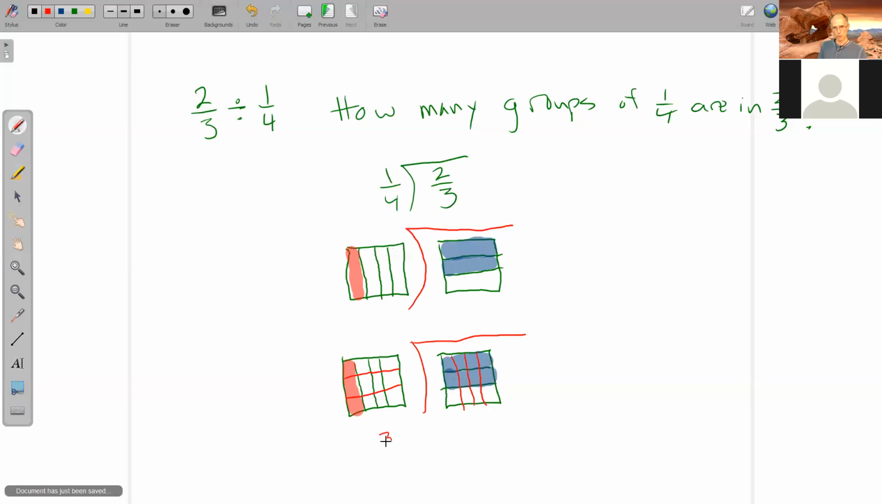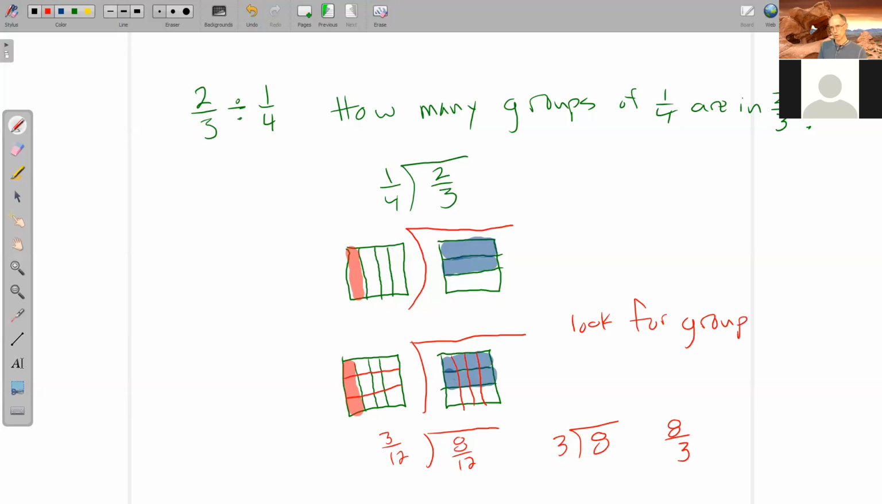So this is now 3 out of 12 is going into 8 out of 12. And the 12ths are really irrelevant right now. This is how many times does 3 go into 8? Well, 3 goes into 8, 8/3 times is one way to look at it. Or I could just look for groups of 3, like I did in the pattern block version.